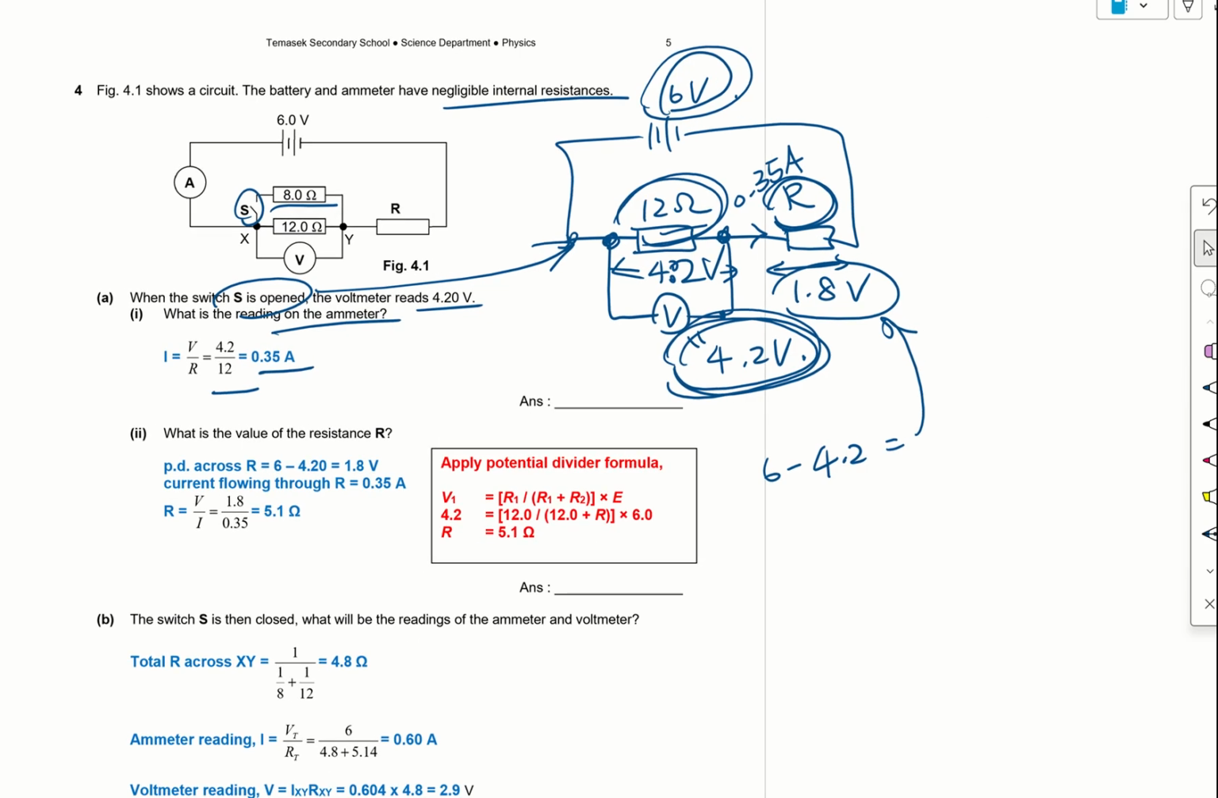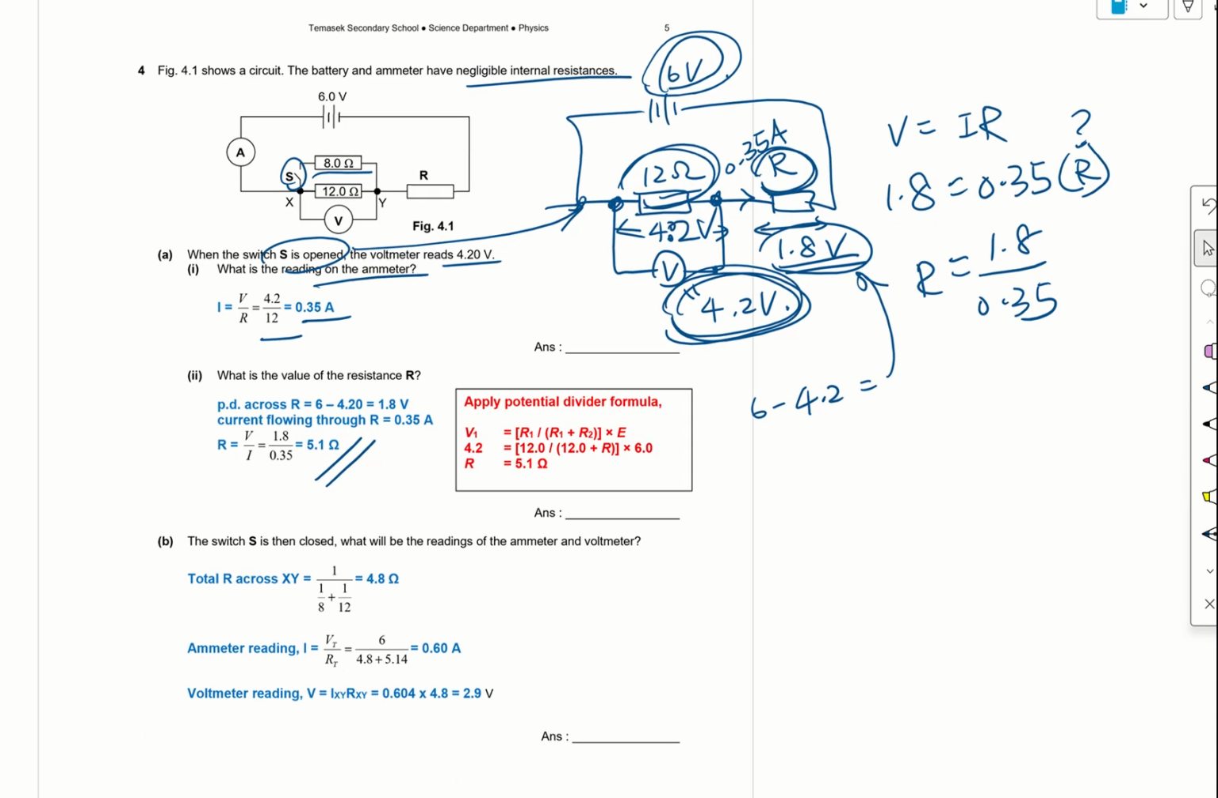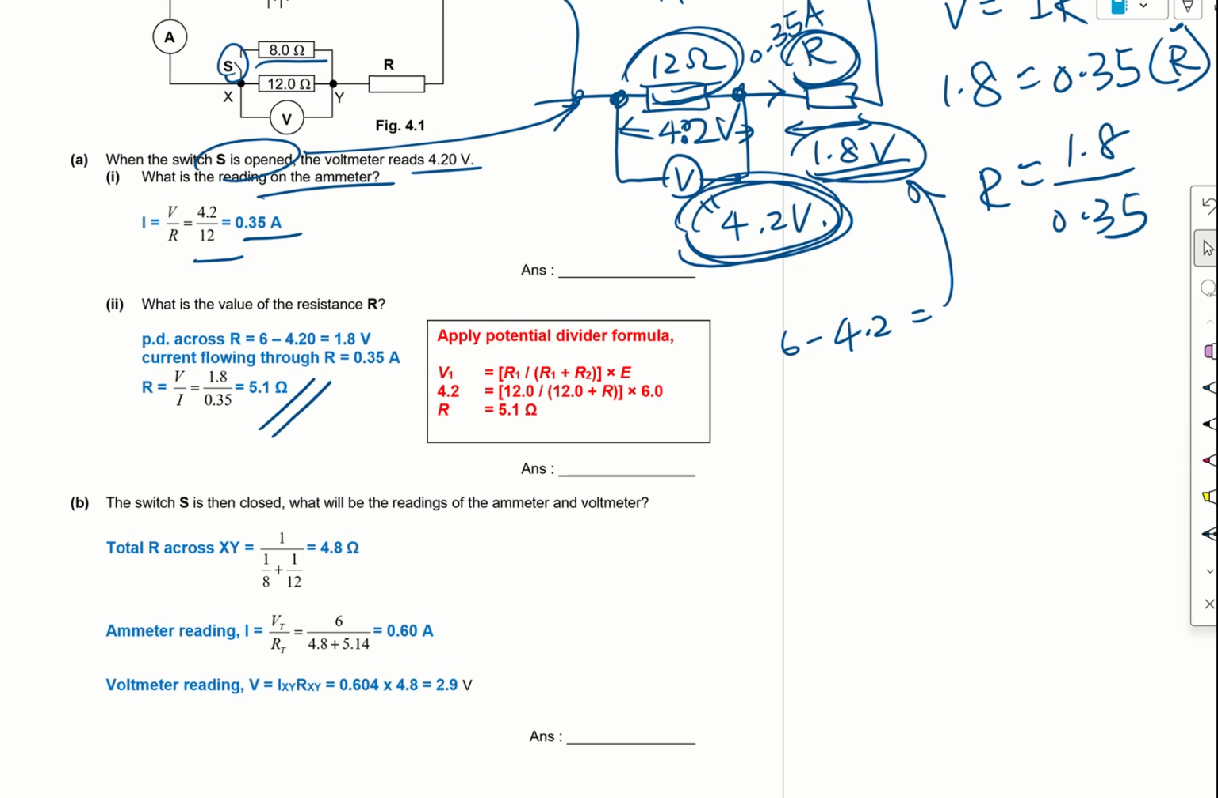So I can calculate the resistance by using V equals IR. The potential difference is 1.8. So 1.8 equals 0.35 multiplied by R, which is unknown. So R will be 1.8 over 0.35, and the answer will be 5.1 ohm. Okay, the switch S is now closed.